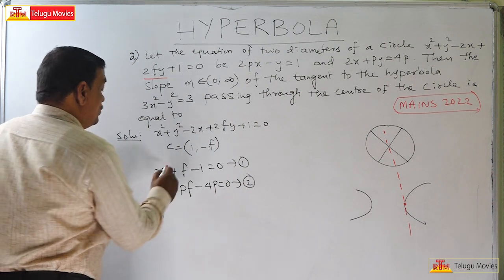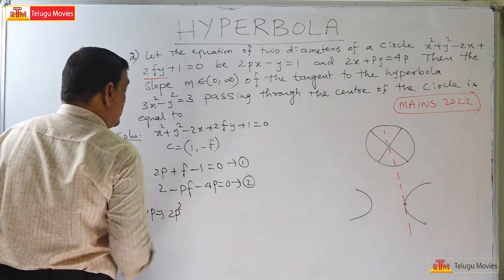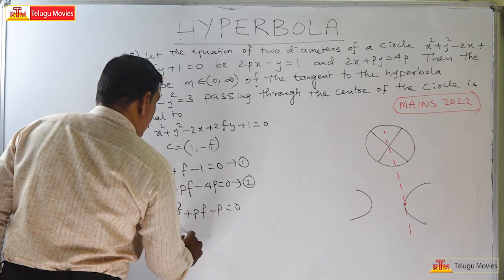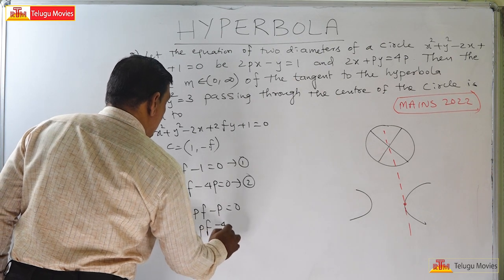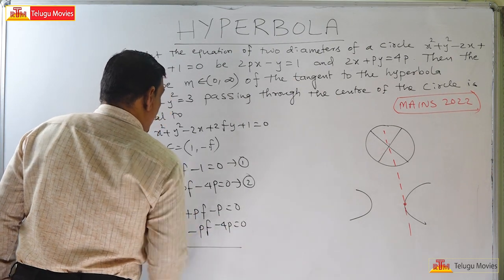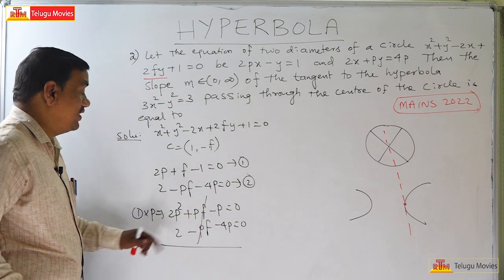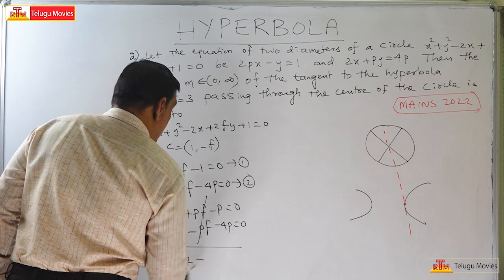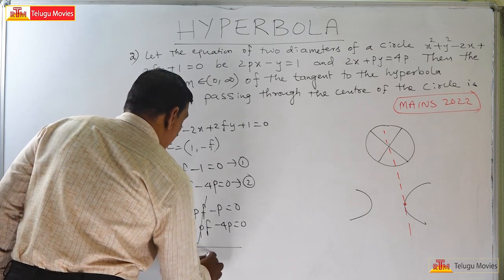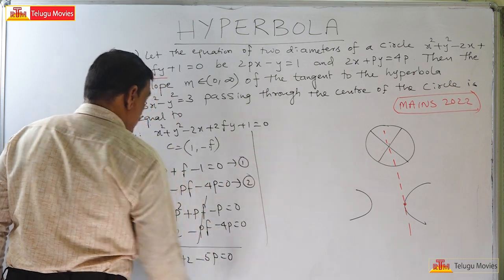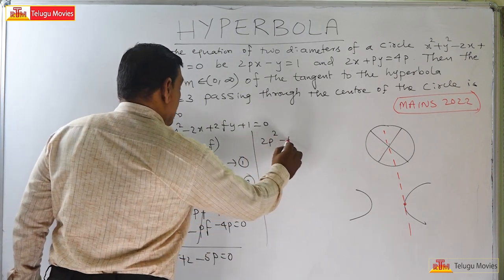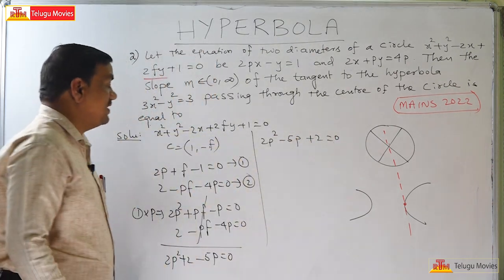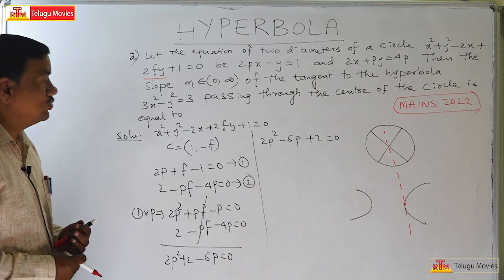So this is 2p square plus pf minus p is equal to 0, and this is 2 minus pf minus 4p is equal to 0. Let us cancel these two, so here you will get 2p square plus 2, minus p minus 4p, that is minus 5p, is equal to 0. So 2p square minus 5p plus 2 is equal to 0.